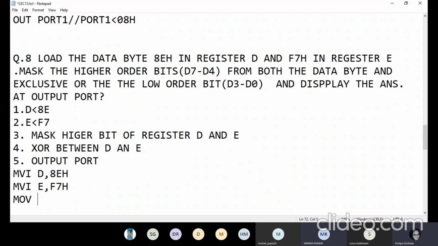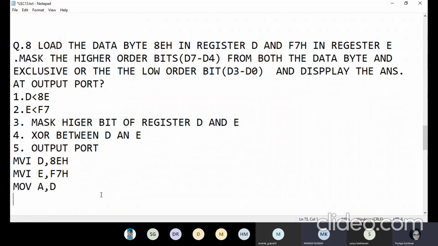You want to transfer one content into the accumulator. So I will write MOV A, D, transferring the content of D into A. Then what will I do? ANI. What do I have to use? 0EH? Okay, no issue, you are getting the same answer. So you can do it with 0EH or you can do it with 0FH. Both will be the same.